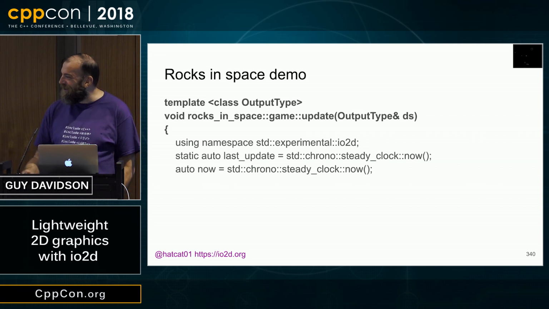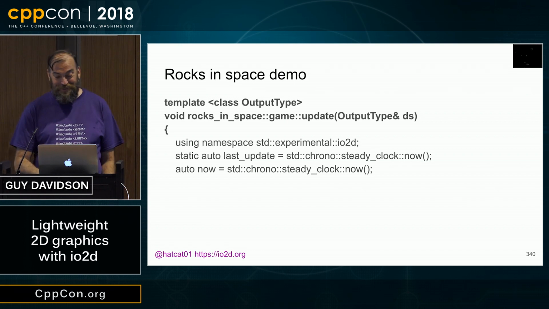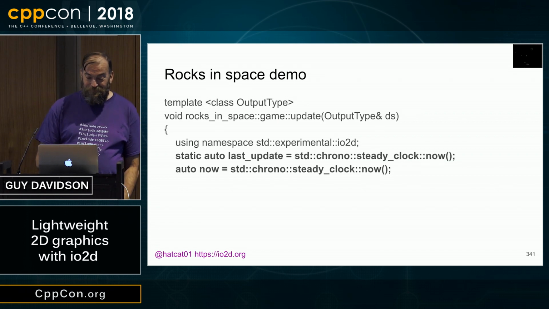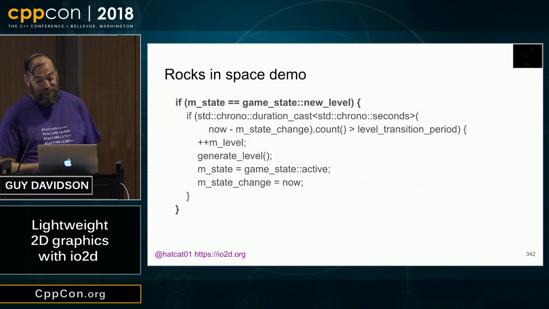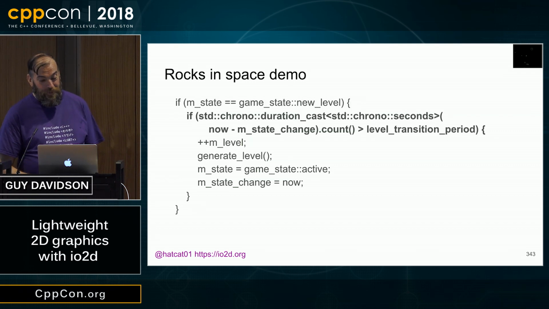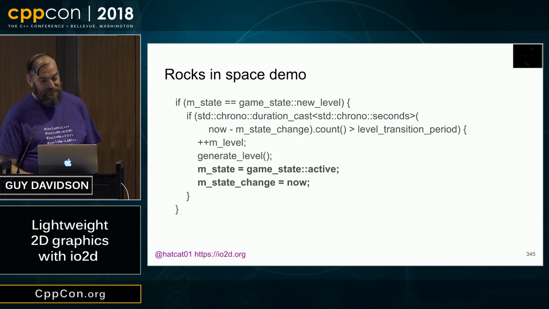Thank you, CB. So I haven't changed this code much at all since I threw it together, and I'll be highlighting optimization opportunities. So there's a finite state machine cycling here, and the 3 states are new level, new ship, and active. So for a new level, we simply wait the level transition period and then generate a level. And then we change the state.